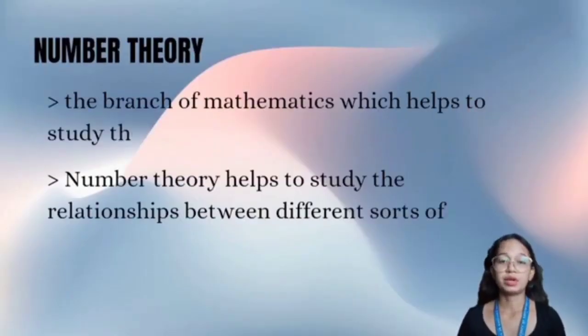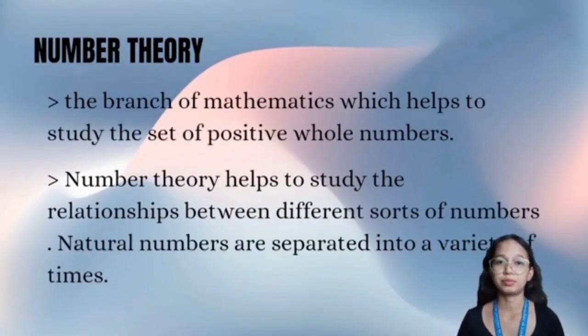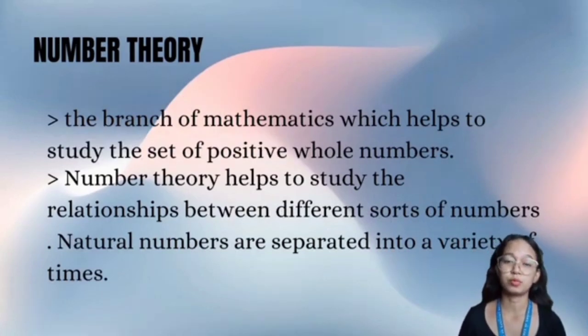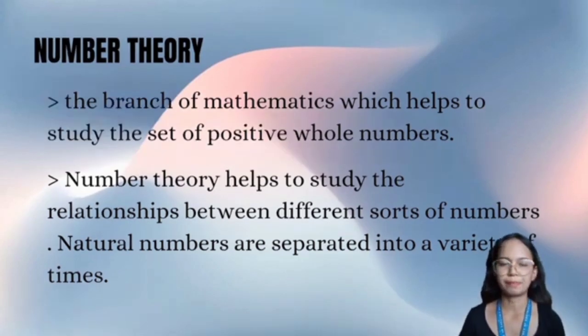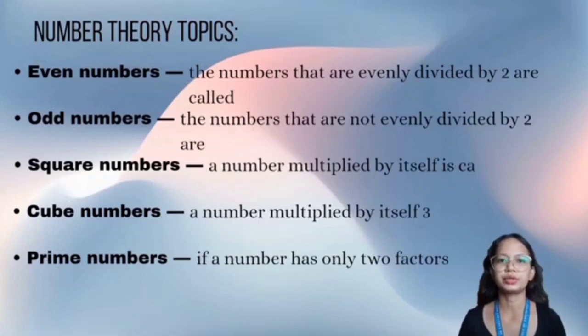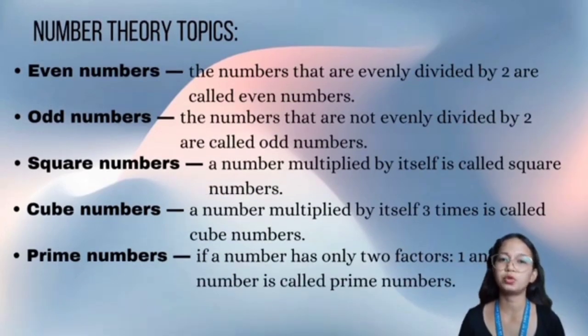Number theory, the branch of mathematics which helps to study the set of positive whole numbers. Number theory helps to study the relationships between different sorts of numbers. Natural numbers are separated into a variety of types. Even numbers, the numbers that are evenly divided by 2, are called even numbers. Odd numbers, the numbers that are not evenly divided by 2, are called odd numbers.